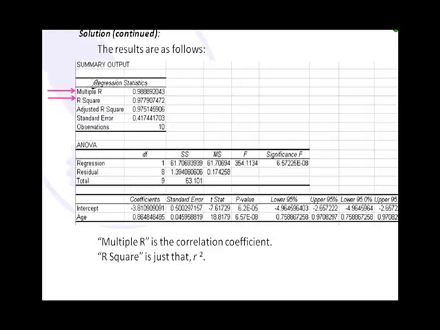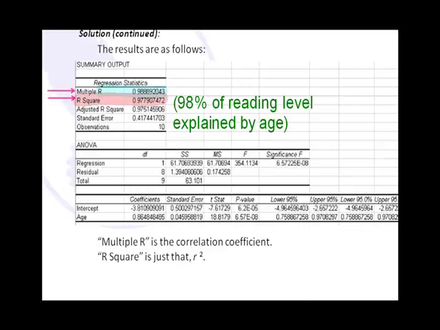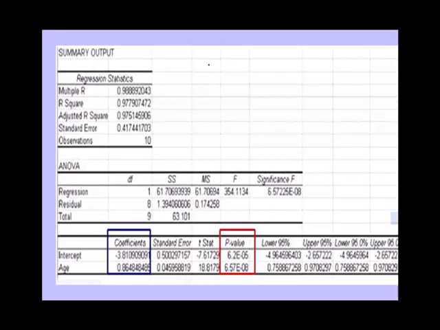Notice you have an R value, 0.988. That would be a very strong positive relationship. But you're also given an R square value. In this scenario, R squared, or coefficient of determination, would say that 98% of reading level, Y, is explained by age, X.